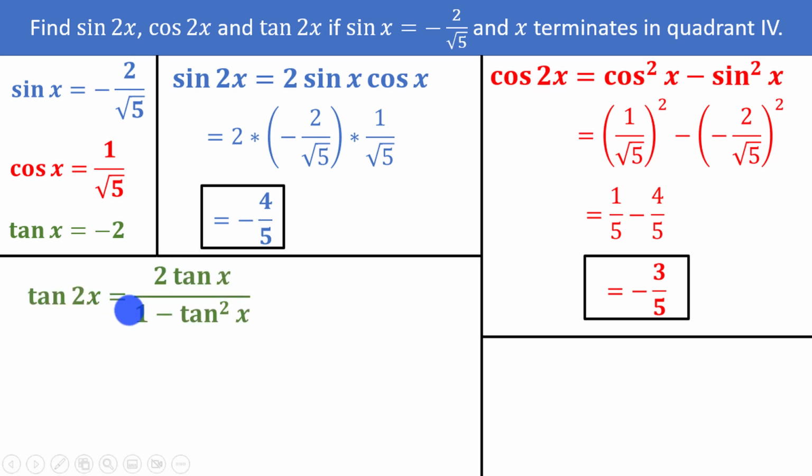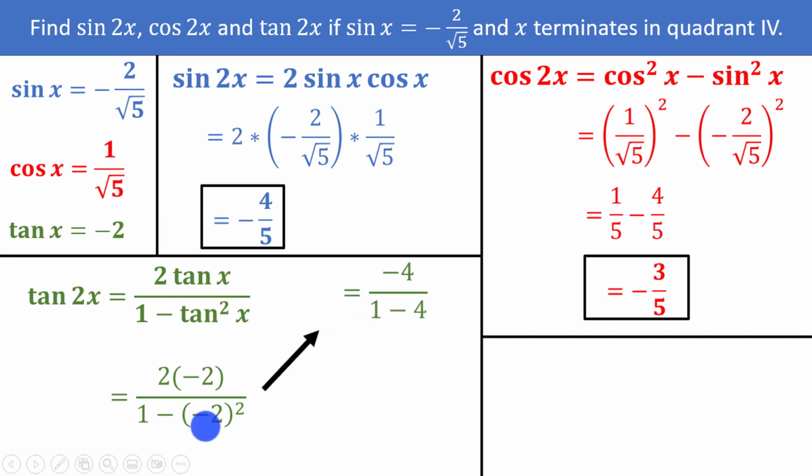Finally, we need to find tangent of 2x, which is equal to 2 times the tangent of x divided by 1 minus tangent squared of x. Tangent of x is equal to negative 2, so we have 2 times negative 2 divided by 1 minus negative 2 squared. 2 times negative 2 is negative 4, and 1 minus negative 2 squared is 1 minus 4. 1 minus 4 is negative 3, so we have negative 4 over negative 3. The negatives cancel, and we have 4 over 3. Tangent of 2x is equal to 4 over 3. We have finished our problem.